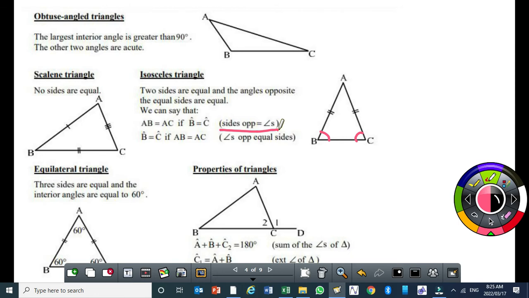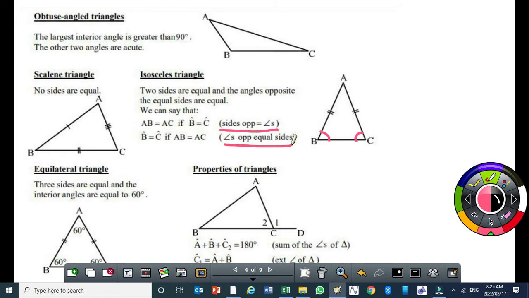No more "isosceles triangle." Then, if you want to prove that two angles are equal, because the sides opposite those angles are equal, your reason will be angles opposite equal sides. Okay? Please take note of these two.